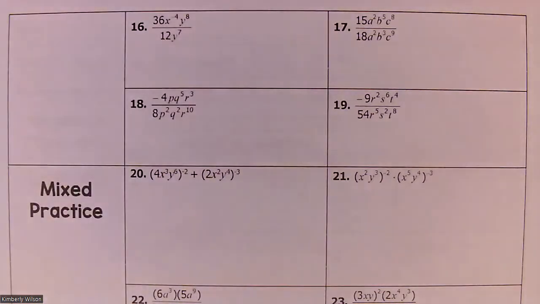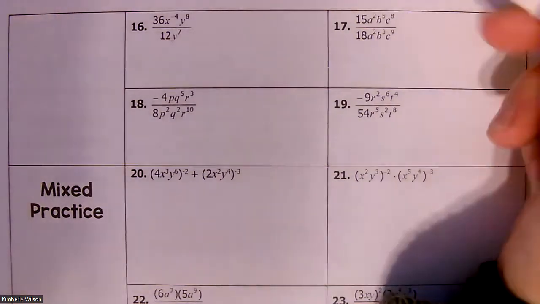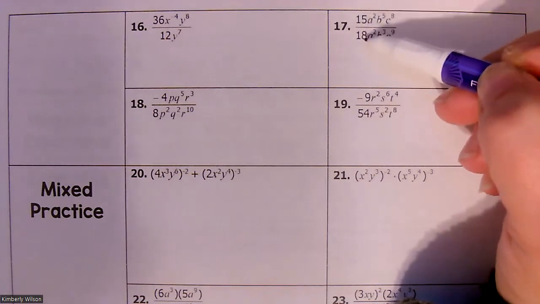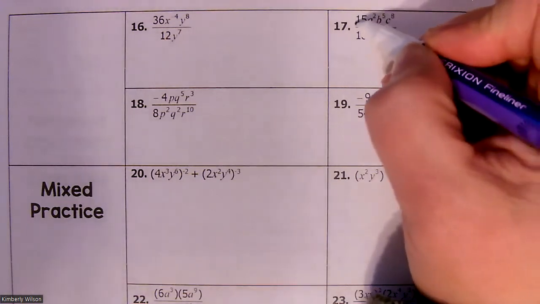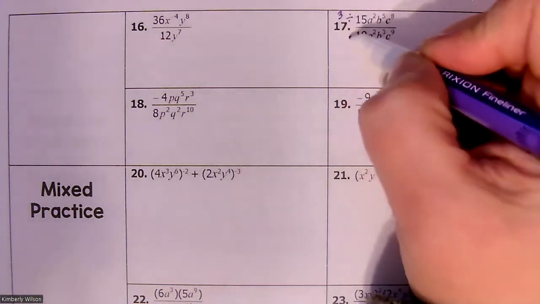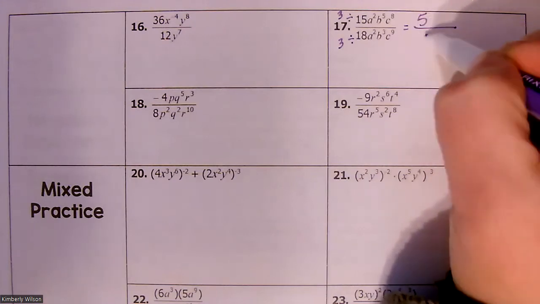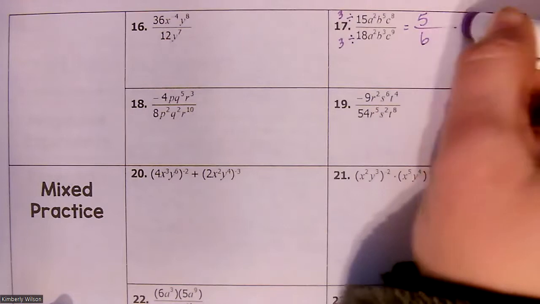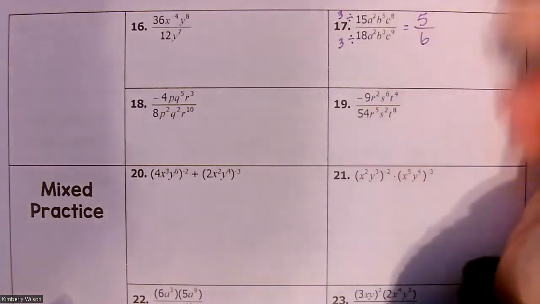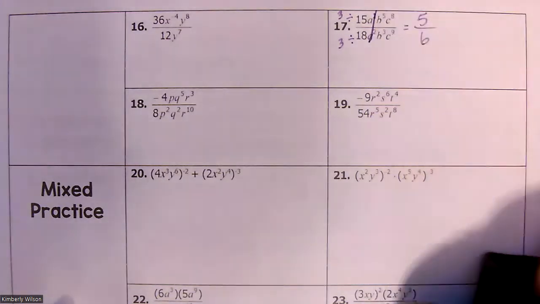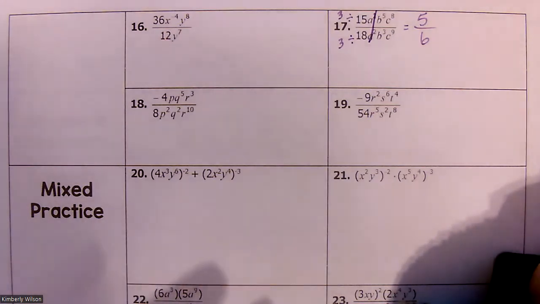Okay, so next example is number 17. The first thing I do when I'm looking at this is, okay, I've got to follow my quotient rules. 15 cannot be divided by 18, but I can simplify by dividing by 3 to both. So that's going to give me 5/6. And then, because it's a quotient rule, I have a squared over a squared. That completely cancels out and becomes a 1. That's no longer there. So I no longer have a's to deal with.